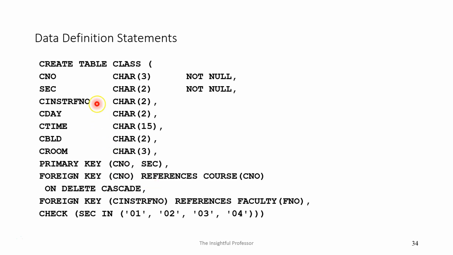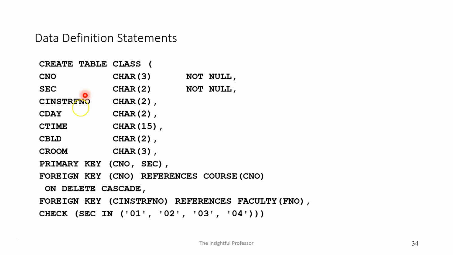We go a little bit further and we have the CINSTR FNO column, which is the class instructor faculty number. This column identifies a row in the faculty table where that faculty member serves as the instructor for the class. So another foreign key. And then we have several other columns here which determine the when and where for the class. When is it going to be presented? What's the schedule? Where will it be delivered? What's the building and room?